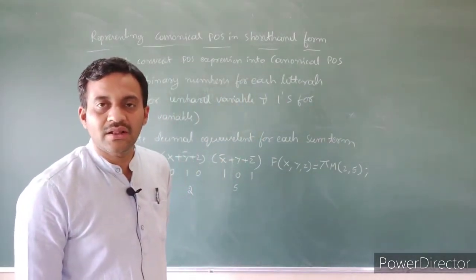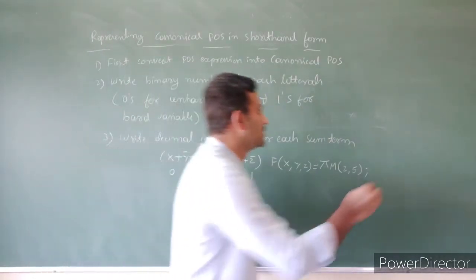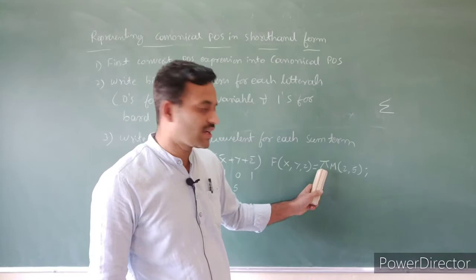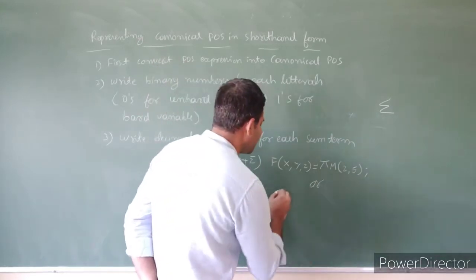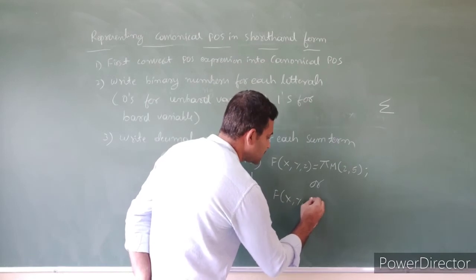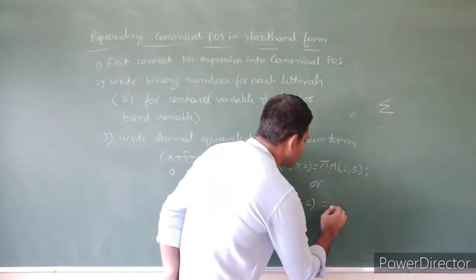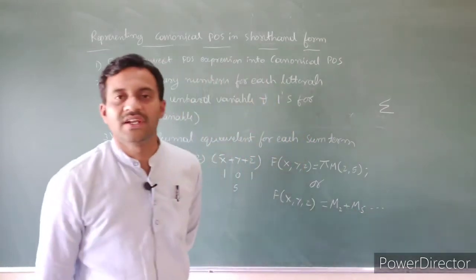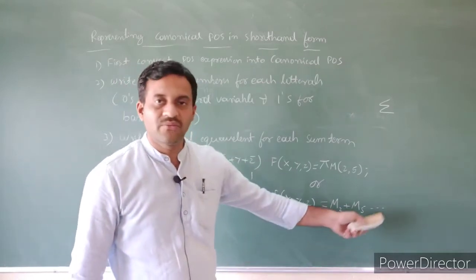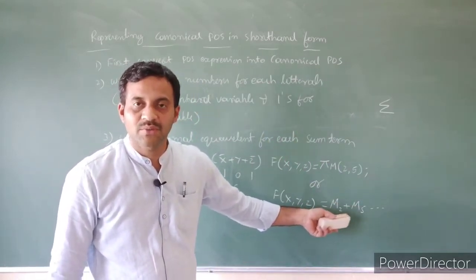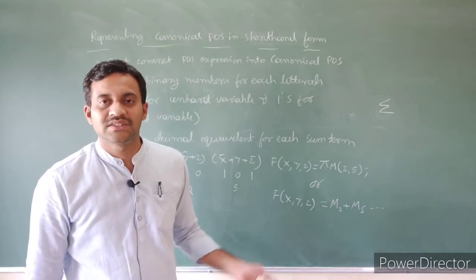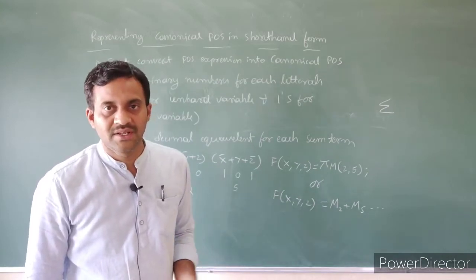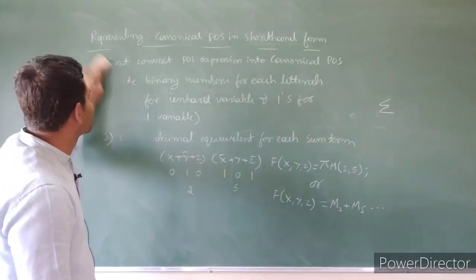Pi represents the canonical POS. Summation represents the canonical SOP. Here it is a POS, hence we write pi. Another form is f of x, y, z equal to capital M of 2 plus M of 5, and so on. M2, M5 and so on. M is a max term, M5 is a max term. So this is the procedure to represent an expression in shorthand form. Let's see examples for conversion.